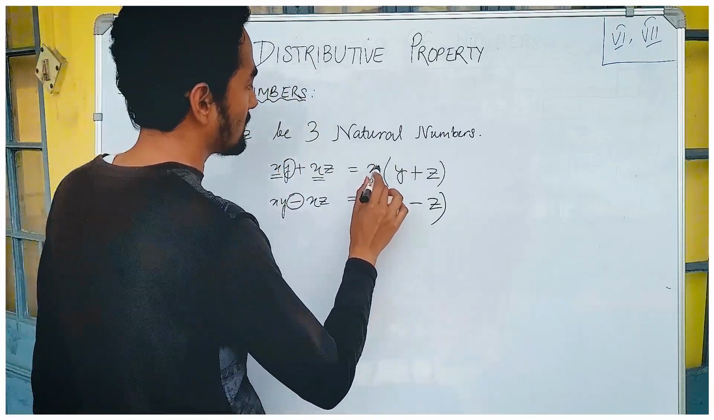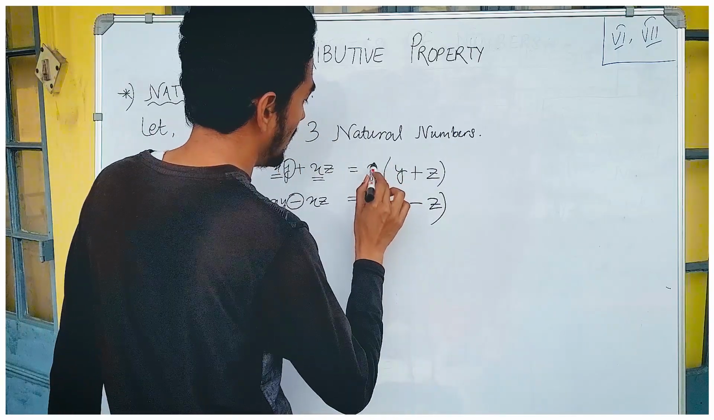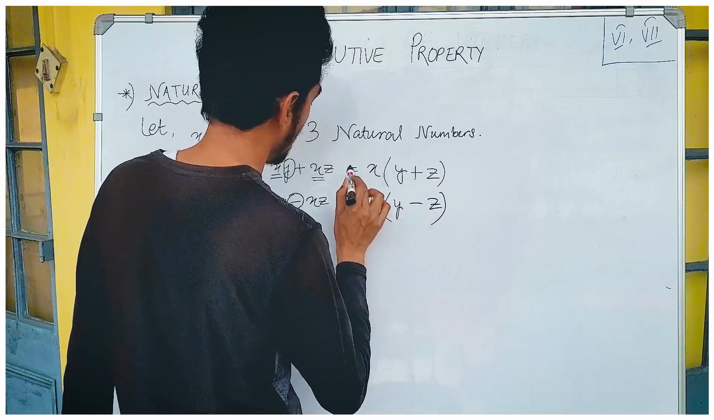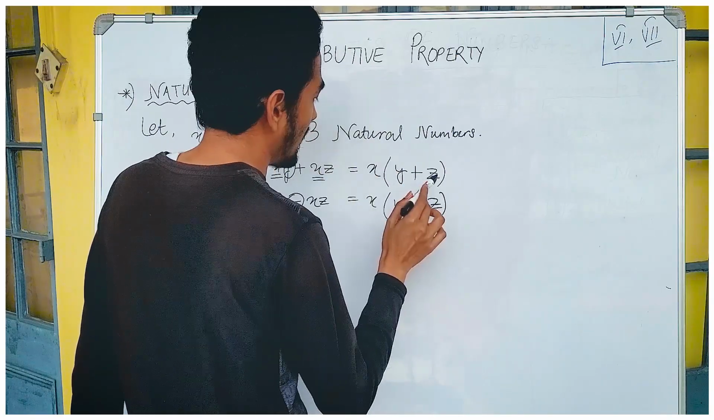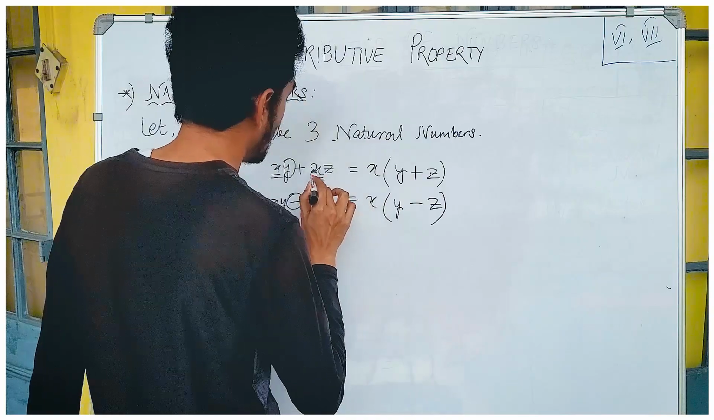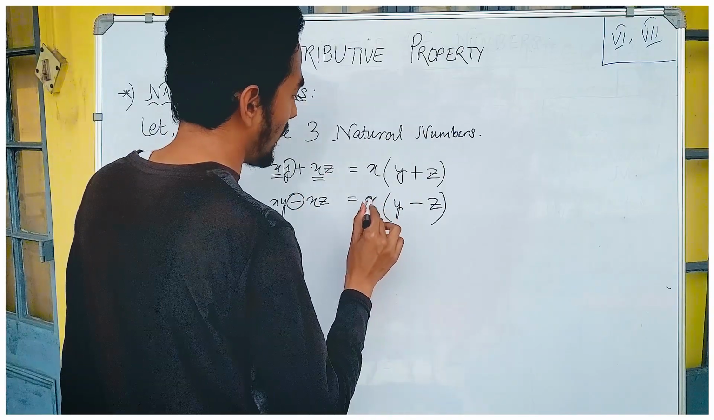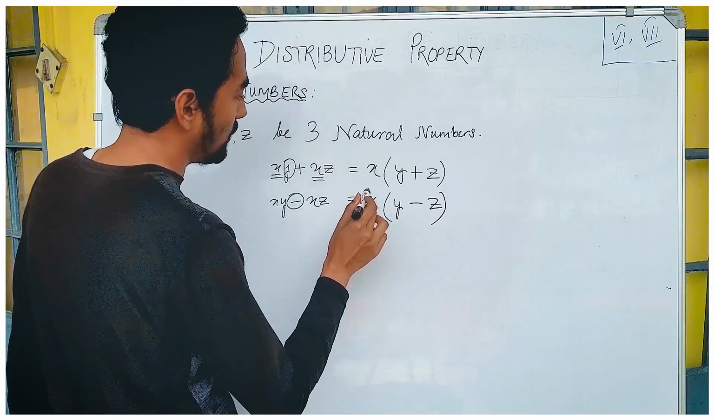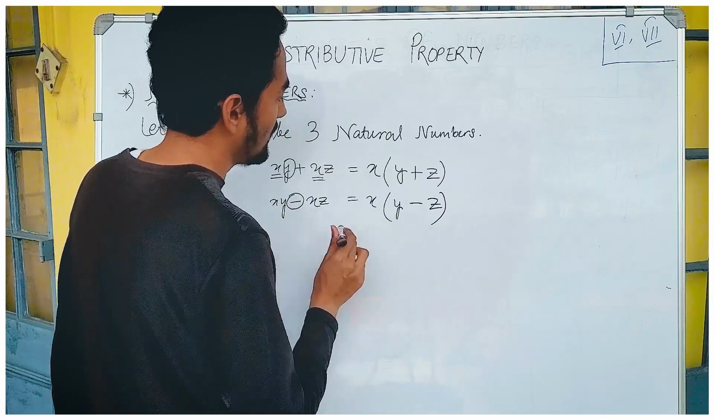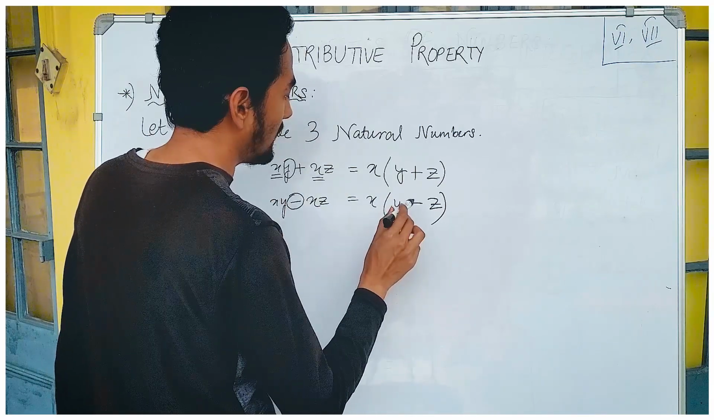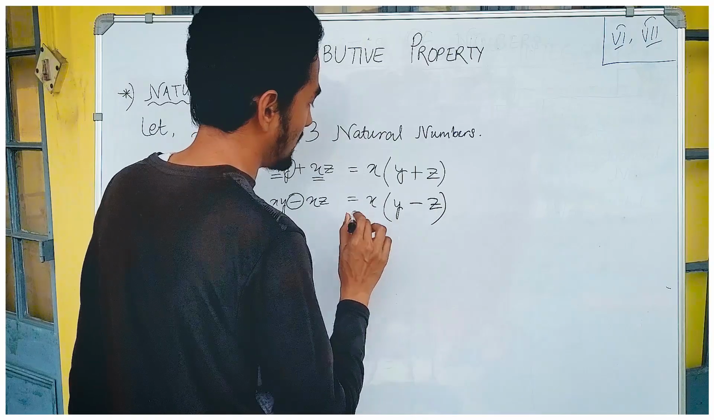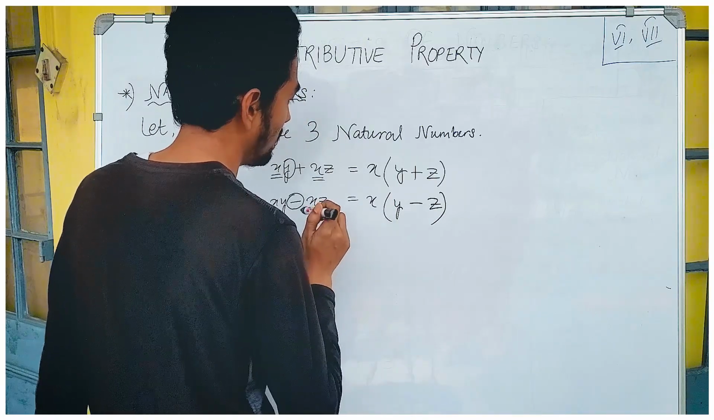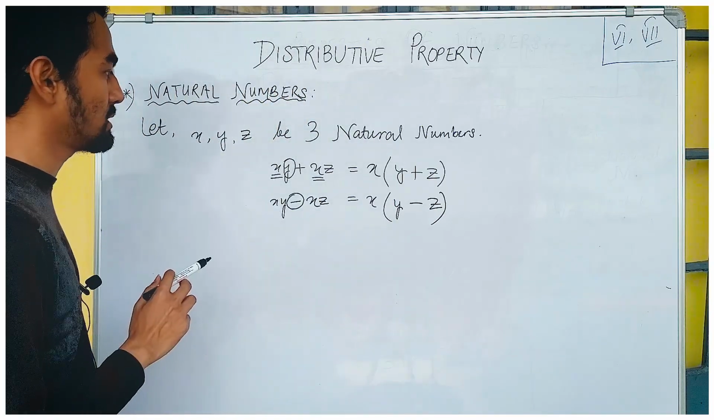So if you are given x into (y plus z), what will you do? Multiply x with y first to get xy, give the plus sign here, and then multiply x with z to get the second term xz. Similarly for x into (y minus z), multiply x with y to get xy, give the minus sign here, and then for the second term multiply x with z to get xz. This is how we do it. So this is for natural numbers.